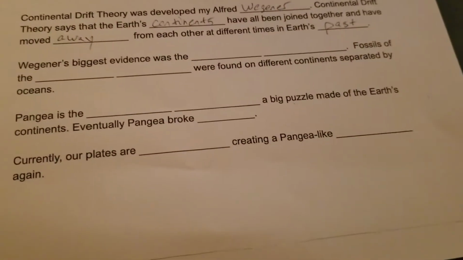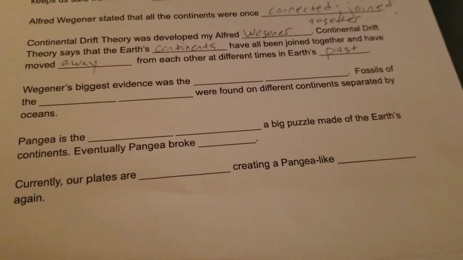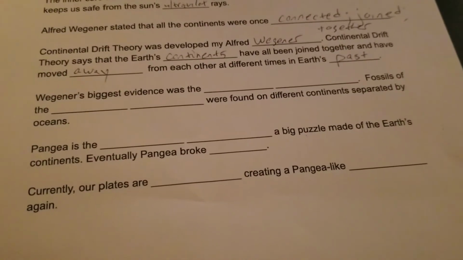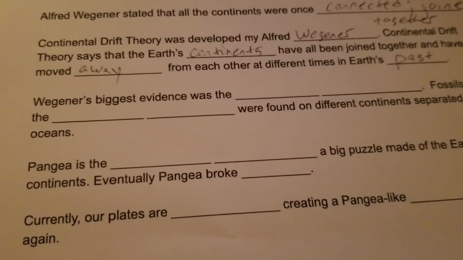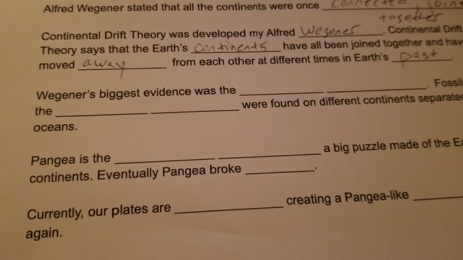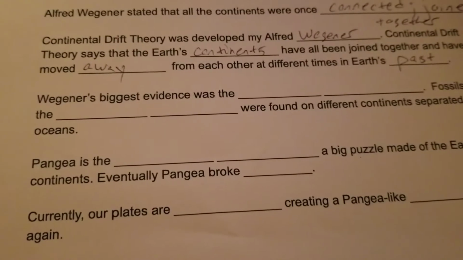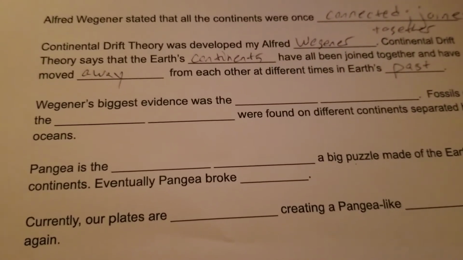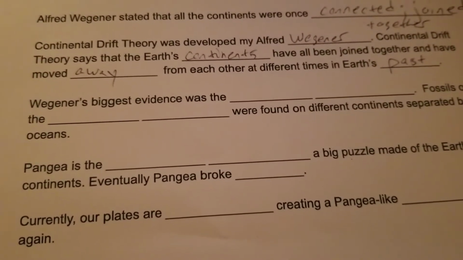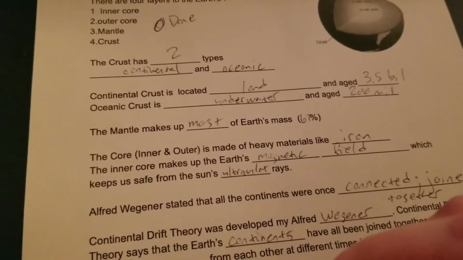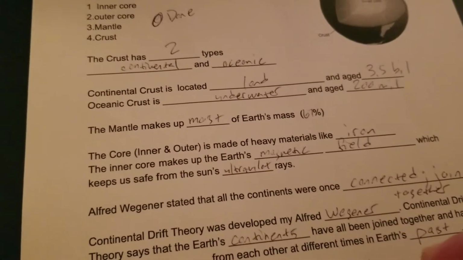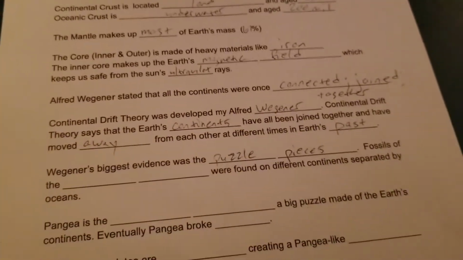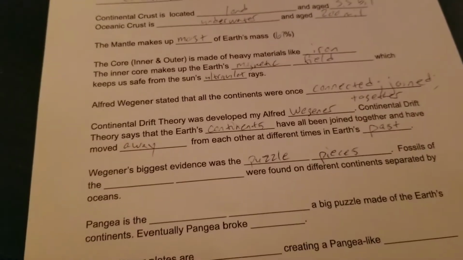Okay. Wegener's biggest evidence was the blank. Fossils of the blank blank were found on different continents separated by oceans. Okay, so his biggest evidence was... You had choices on this too. You could say the puzzle pieces, right? His big evidence was the puzzle pieces.